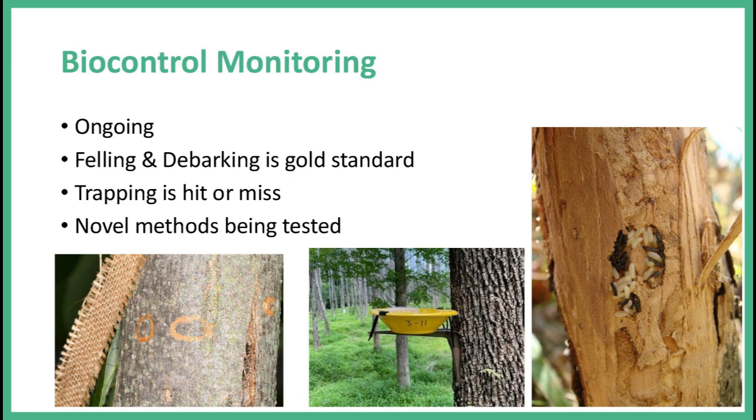So far, monitoring is ongoing. Felling the trees at the release sites and debarking them is the gold standard, which you can see on the right here, where you can see actually Tetrastichus pupae and larvae in there, instead of where an EAB larva would be, curved over like that. Trapping using yellow pan traps is another way that we can detect parasitoids, but it is a little bit hit or miss. You don't know if you've missed them or if the traps are truly negative.